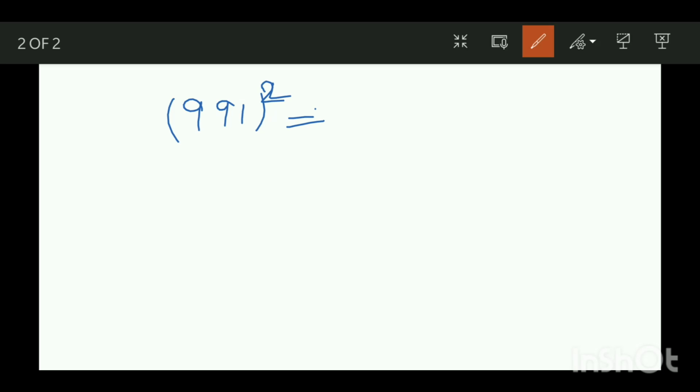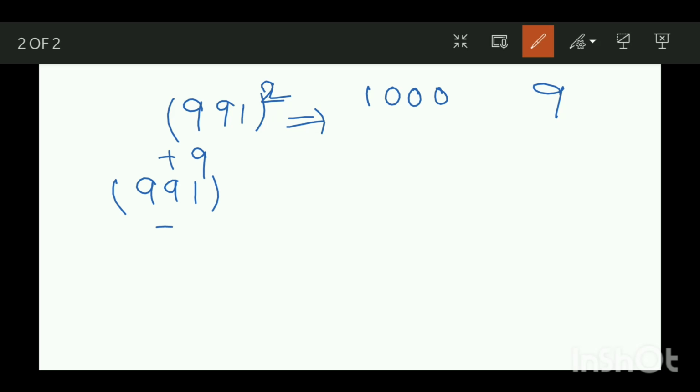So first we have to choose the base number. What would be the base number? It is the nearest to 1000, we can see. So 1000 would be the base number. And the difference is, what is the difference? 9.